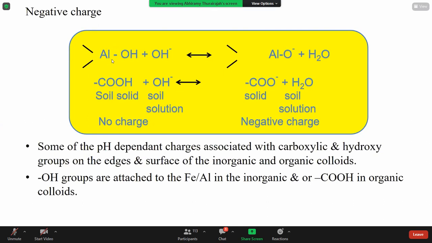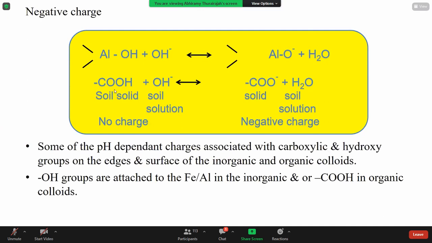this is the aluminum hydroxide, right? So when the pH is increased, that means the OH minus increases. So what happens is this H plus will detach from the OH group and it forms the water and it creates the AlO minus negative charge. Right? So some of the pH dependent charges are associated with the carboxylic and the hydroxy groups.